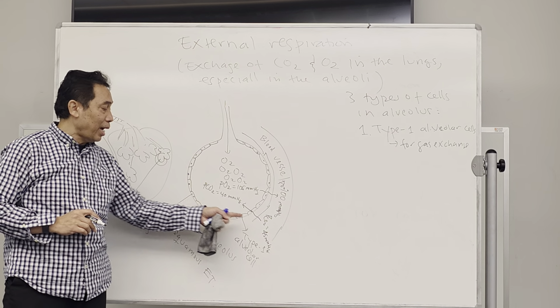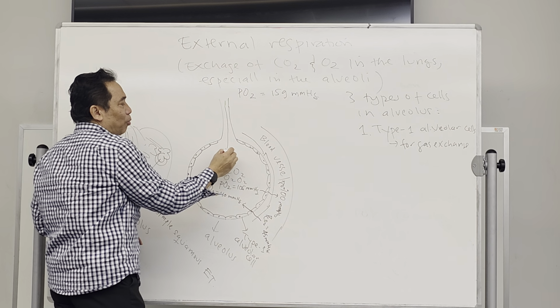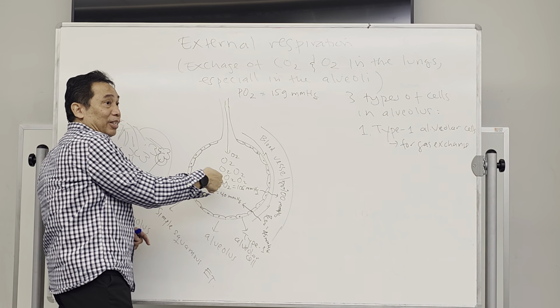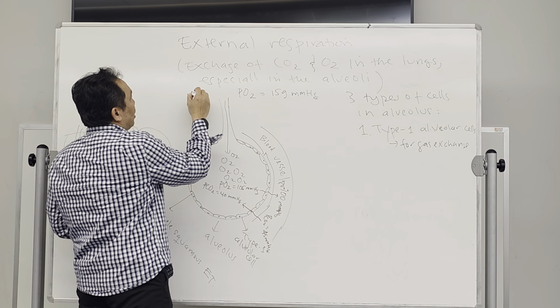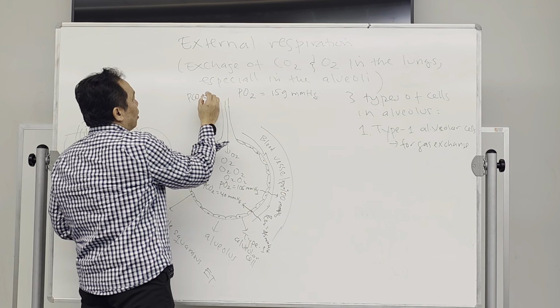And then if we also put the PO2 in the atmosphere, in the air, is about 159 millimeters of mercury. It means that oxygen will automatically enter into the lungs, go to the alveolus. The PCO2, the partial pressure of carbon dioxide, is only 0.3 millimeters of mercury, which is very low. It means that you see 40 over here.